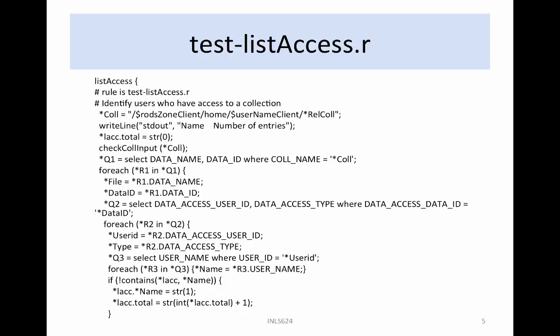A query is made to retrieve all of the file names within the collection. For each file, the names and permissions are retrieved for all persons who have had access control set. If the name has not been found before, it is added to *LACC.*Name. If the name was found previously, the number of occurrences is incremented.